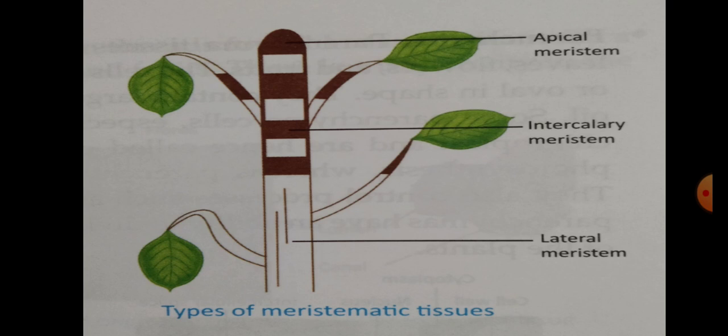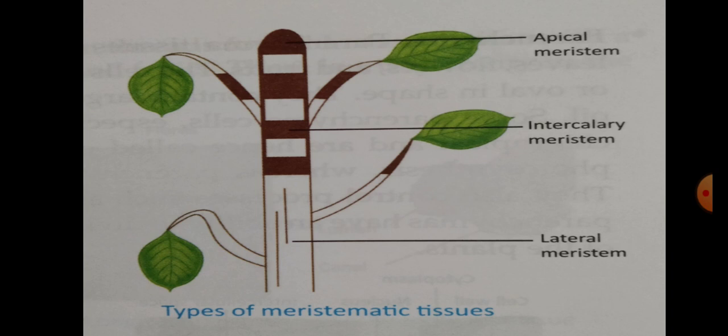Intercalary meristems are located near the nodes and the leaf bases of the monocot plant. How do they help? They actively start producing new cells and thus increase the length of the plant. You can see the plant slowly starts to grow, so the length is increasing. It is also responsible for the regrowth of cut grass. So the third one we studied is the intercalary meristem.